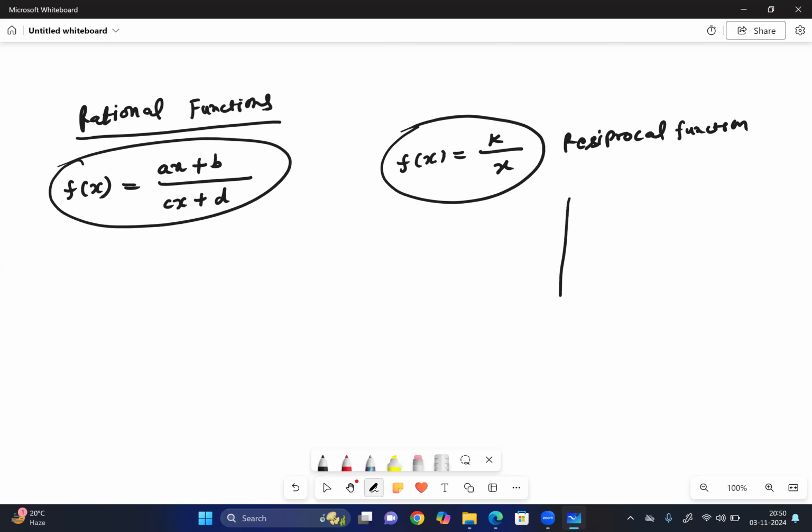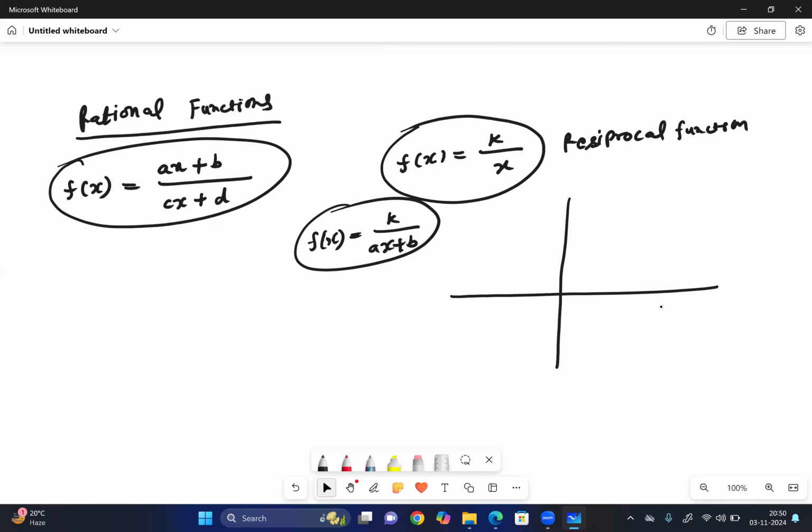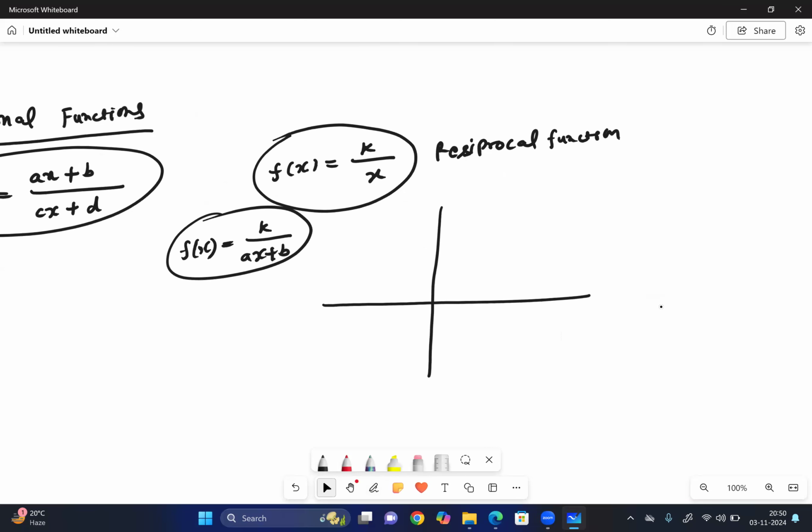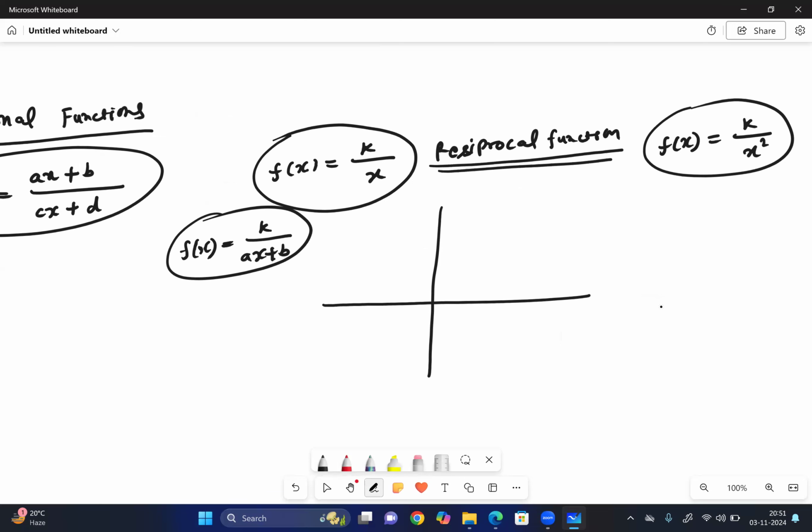So when we have reciprocal functions, I can also write a form of reciprocal function such as k upon, let's say, ax plus b. I can write like this also. So basically any constant divided by linear, or quadratic, or anything in the denominator. I can also write f(x) equal to k upon x square. So these functions which I have written here are all reciprocal functions.